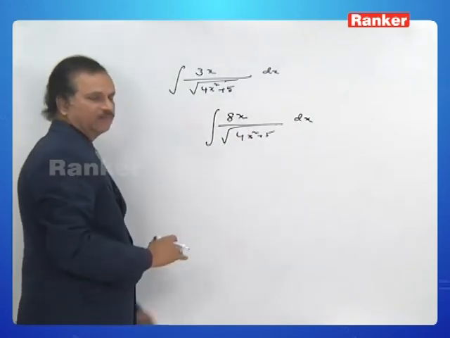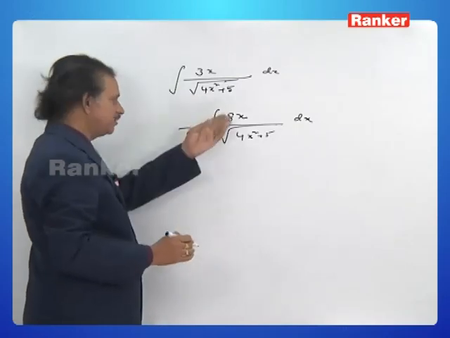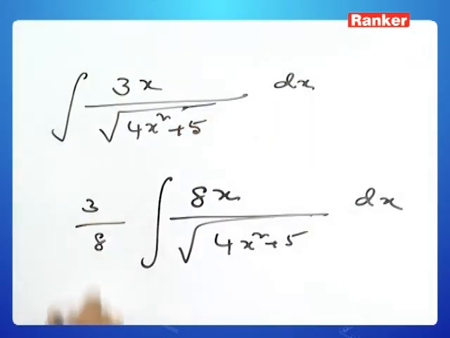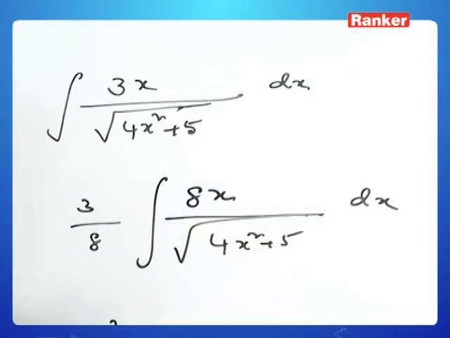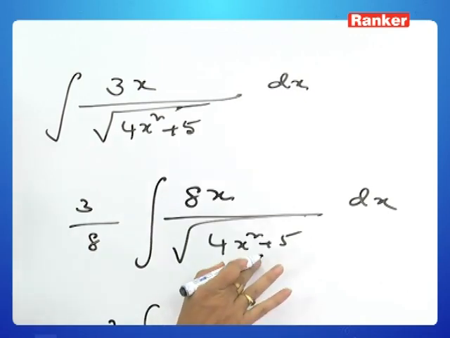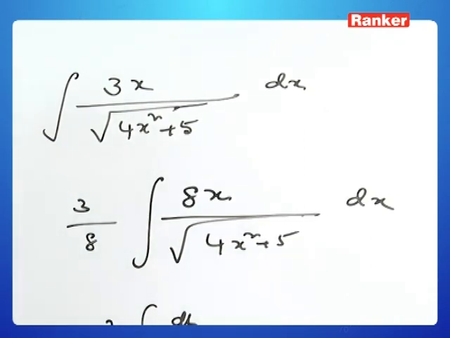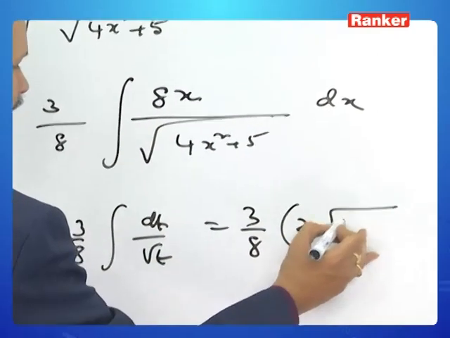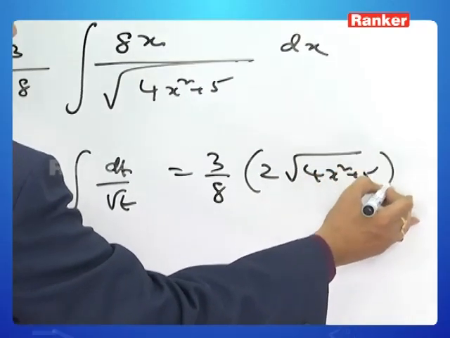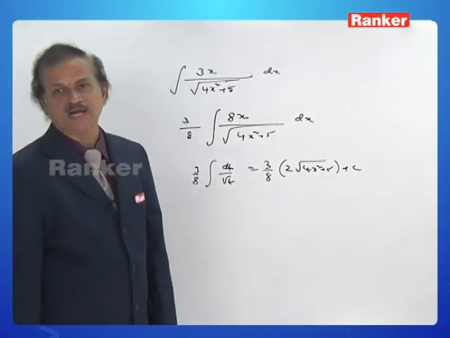Actually 8 is not here. We have provided it, so cancel it. Already 3 is there, but 3 is not here. You pull 3 out so that it is 3 by 8 into. Now it is in the form 3 by 8 into, this I am supposing it to be t. This is dt by root t. What is the integral of 1 by root t? It is 2 root t. Hence, you see it's 3 by 8 into 2 root 4x square plus 5 plus c. So it is 3 by 4 into root 4x square plus 5 plus c.